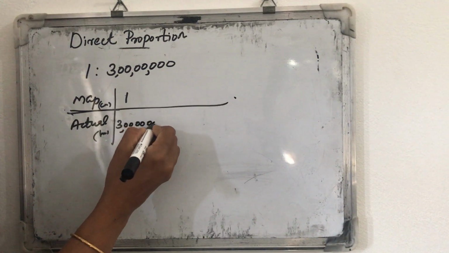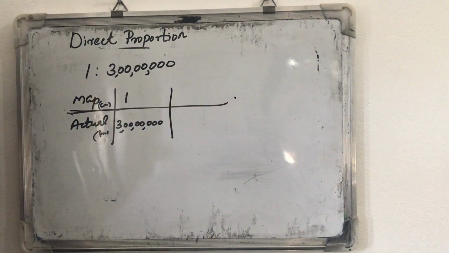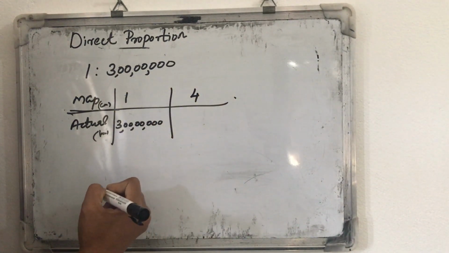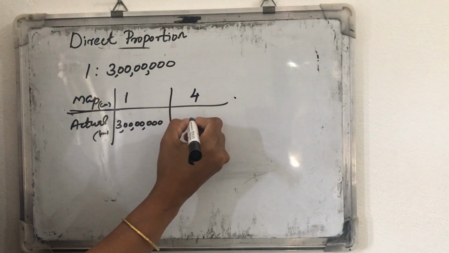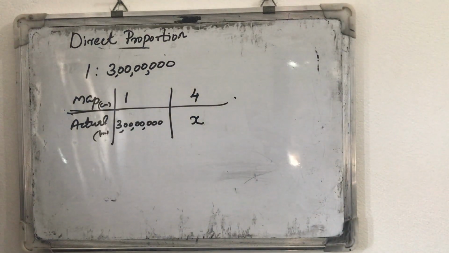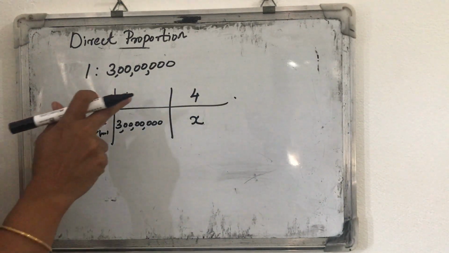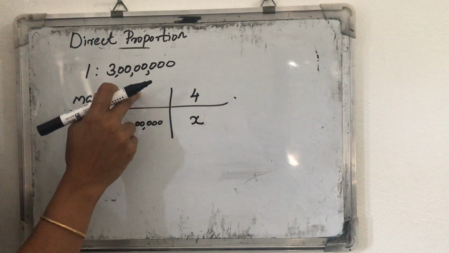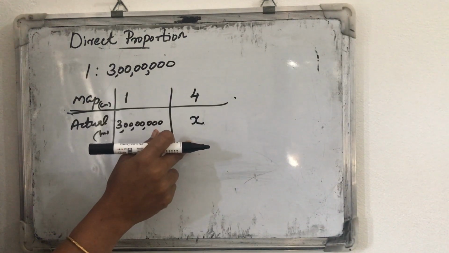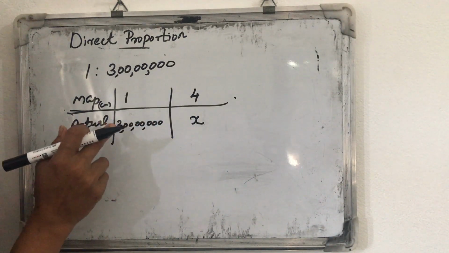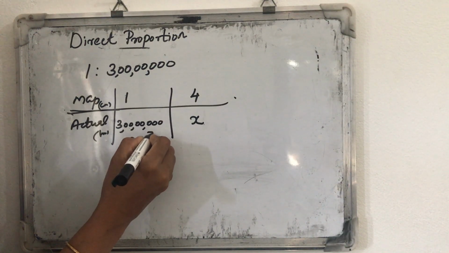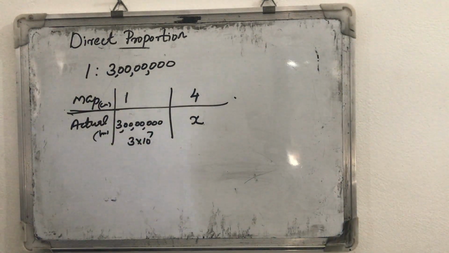Then we want to find out: two cities are 4 centimeter apart on the map. On the map the distance is given as 4, so what will be the actual distance? Here we can take the variable x. Then what we can write? x1 by y1 equal x2 by y2, or 1 by 3 crore is equal to 4 by x. Then we can find out the value. Instead of 3 crore, we can write 3 into 10 raised to 7.